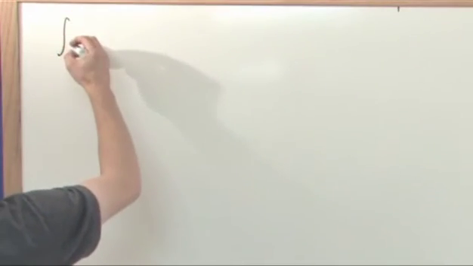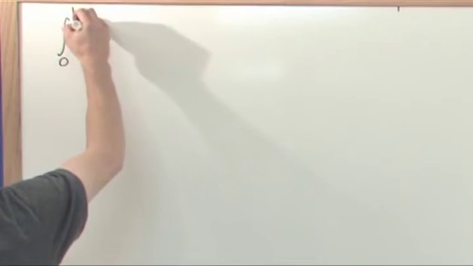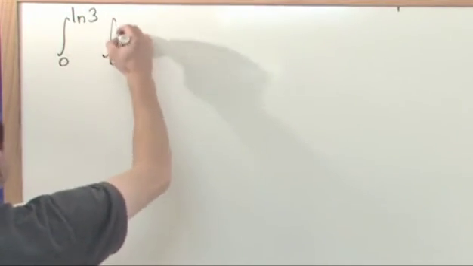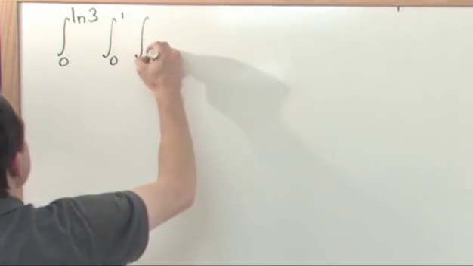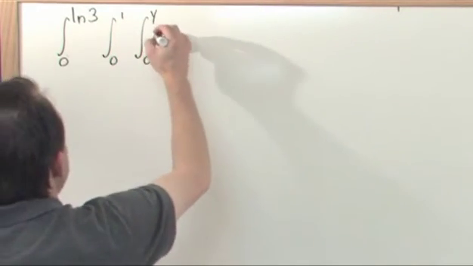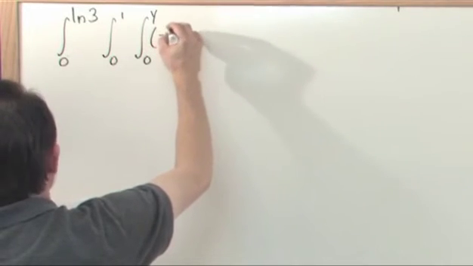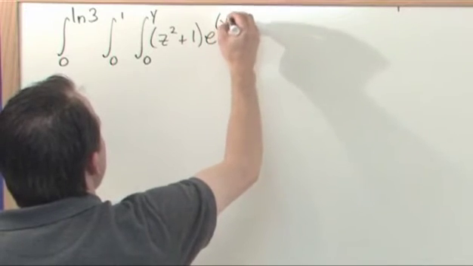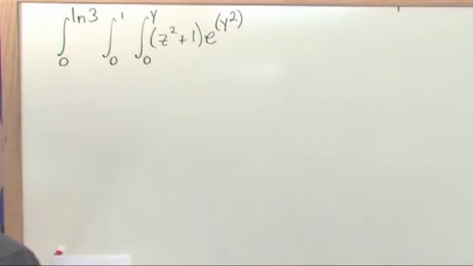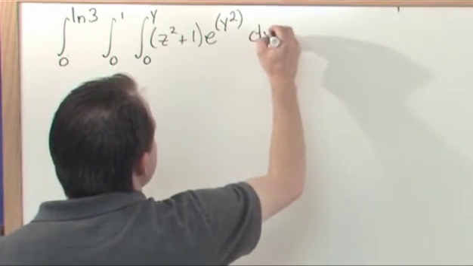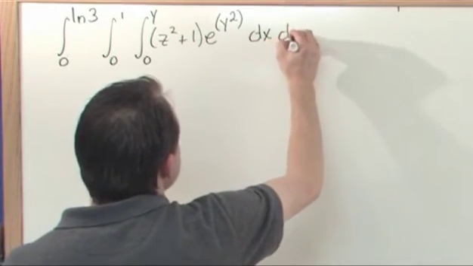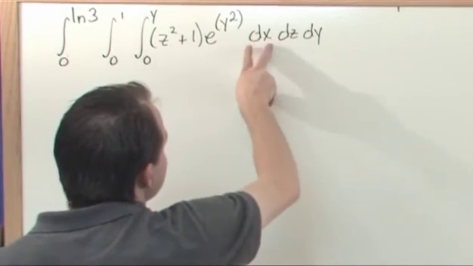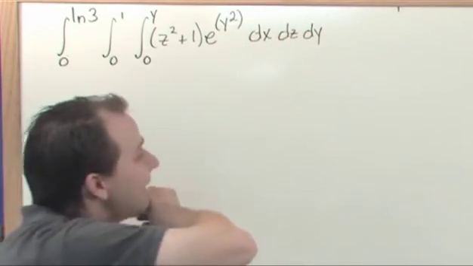Okay, the next problem is the integral from 0 to the natural log of 3. That's actually a limit of integration up here. Integral from 0 to 1, integral from 0 to y, and the actual thing we're integrating is z squared plus 1 times e to the y squared. Let me just write this down and explain something to you: dx, dz, and dy.